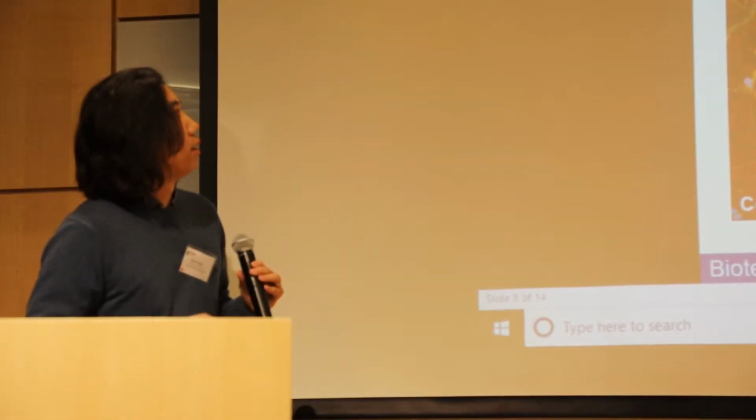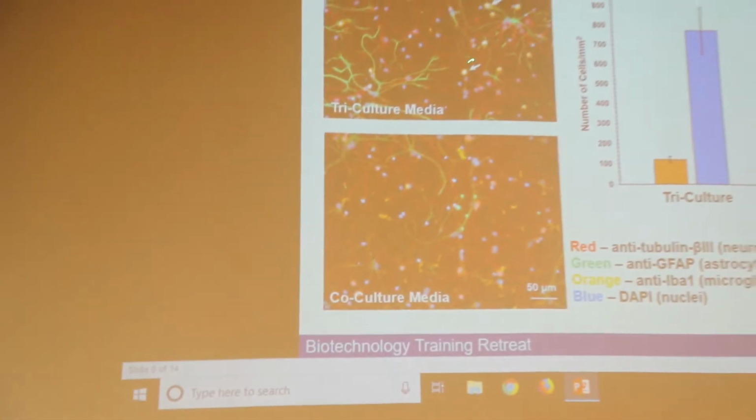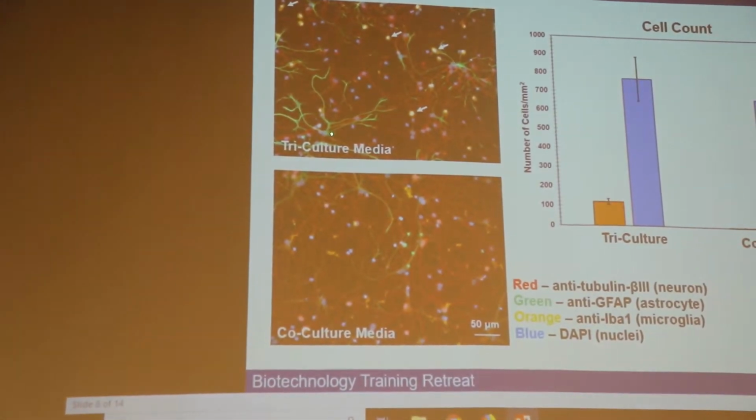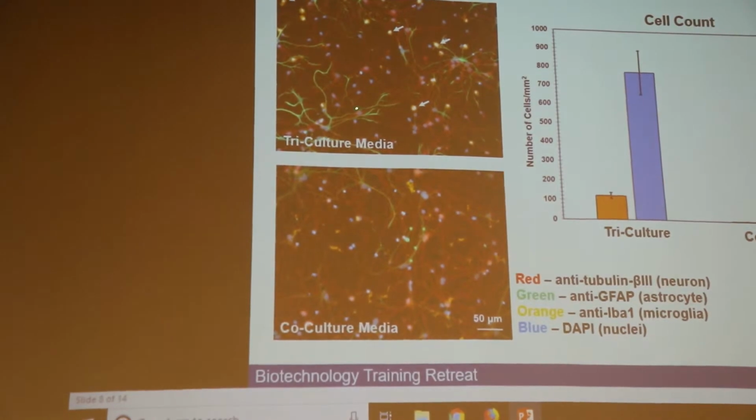So you can see in this top image, we can see the microglia stained with IBA1 in orange, along with the astrocytes stained with GFAP in green, and the neurons stained with beta-tubulin in red.